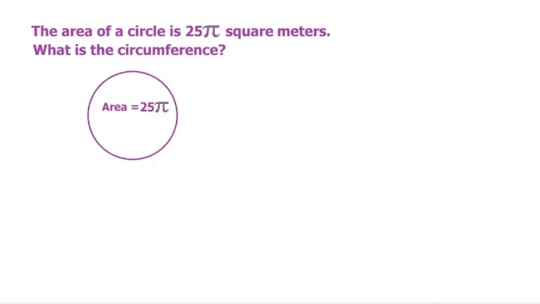Video, I'm going to teach you about area and circumference of a circle. So if we have a problem like this that says the area of a circle is 25 pi square meters, what is the circumference? So here's the circle and they're saying the area is 25 pi.